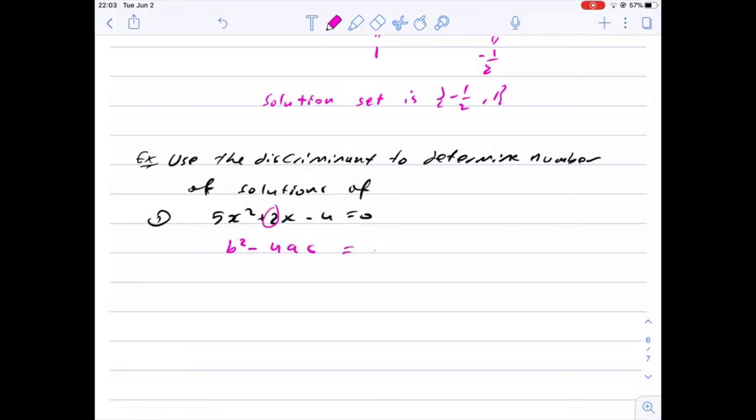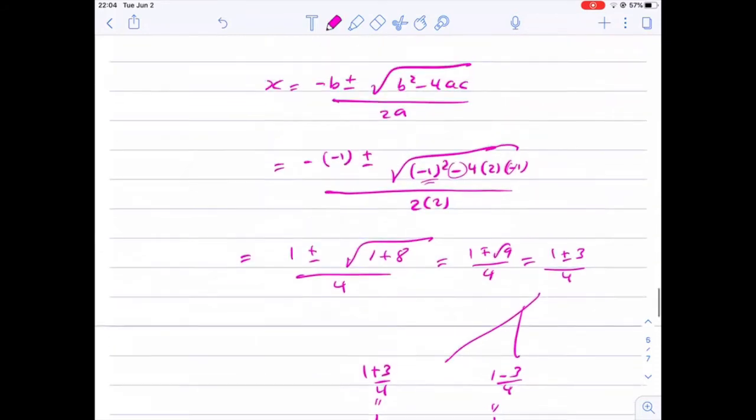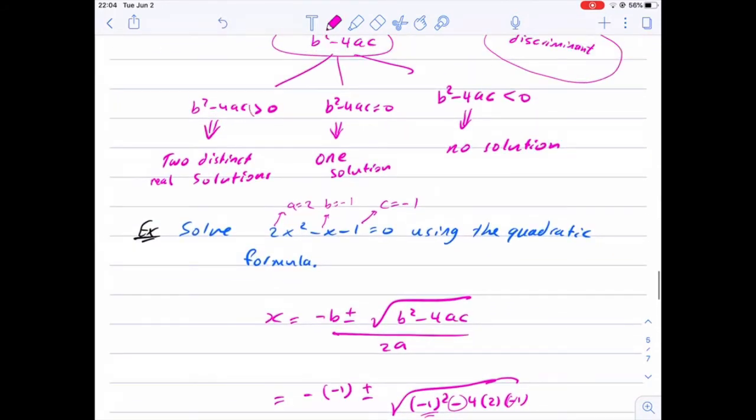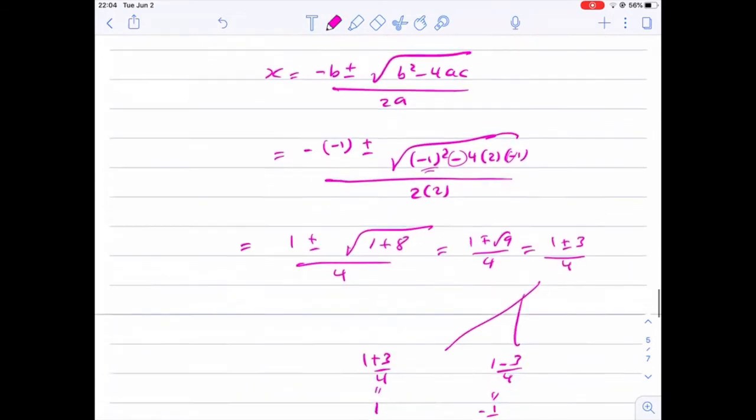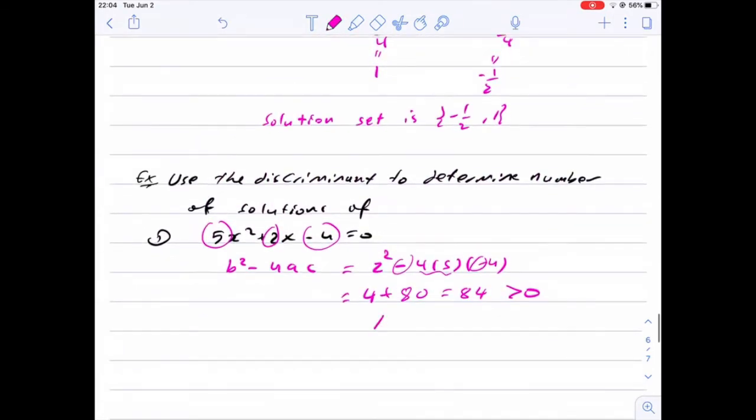And what is b squared? B squared is 2 squared minus 4 times a, the coefficient of x squared, times c, the constant term. And this is 4, minus times minus is plus, 4 times 5 is 20, times 4 is 80. So this is 84, which is greater than 0. If the discriminant is greater than 0, that means we have two distinct solutions.